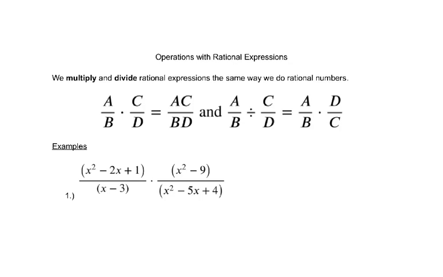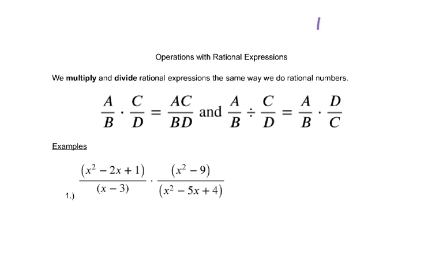This video will look at operations with rational expressions. Now you already know how to multiply and divide rational numbers, and the process for rational expressions is the exact same. The first thing you look to do when multiplying rational numbers is to cross simplify. What do I mean by that?